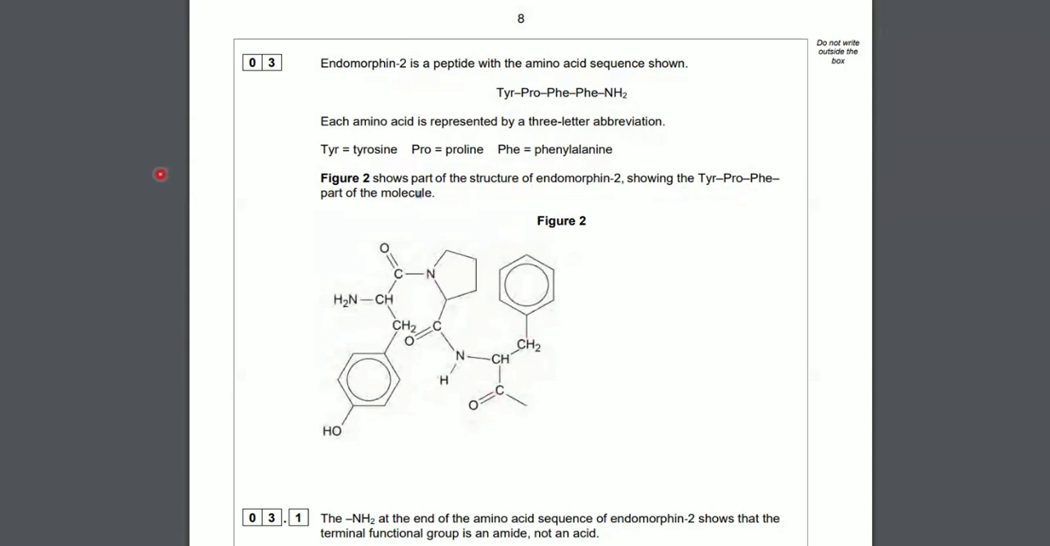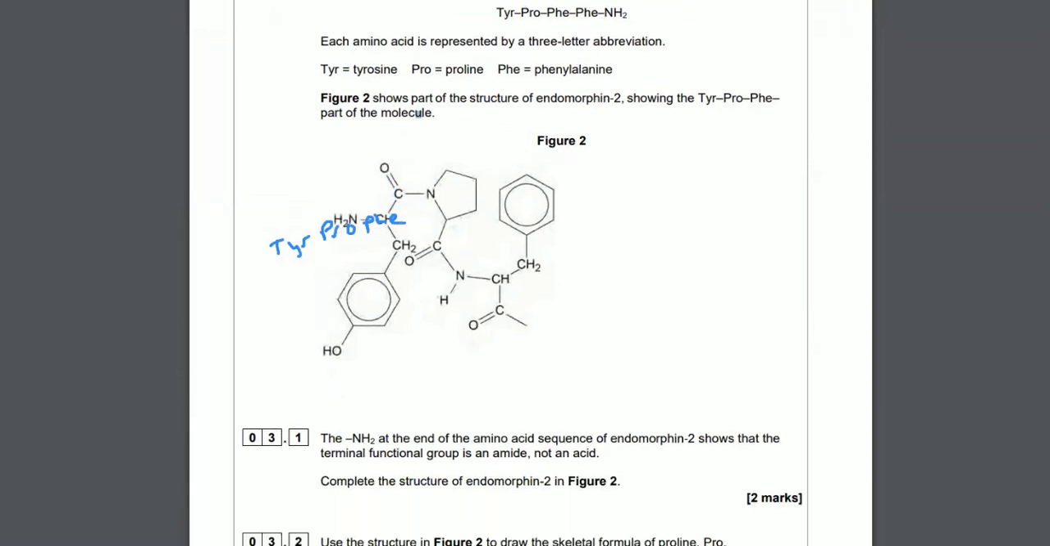So we now know that this bit here shows us TYR, PRO, and PHE. That's what is shown by all of this section that we've got here in figure 2. Cool. Now, let me just zoom down so I can read the rest of the question. So 3.1, the NH2 at the end of the amino acid sequence of endomorphin 2 shows that the terminal functional group is an amide, not an acid. Complete the structure of endomorphin 2 in figure 2. So we just need to complete the end.